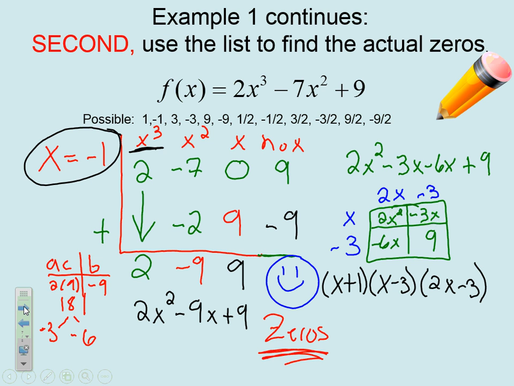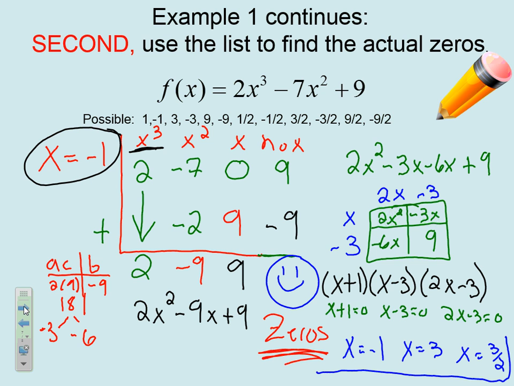Now my zeros, the answer I'm looking for, is when I set them equal to 0. So x plus 1 equals 0, x minus 3 equals 0, and 2x minus 3 equals 0. So my zeros, my answers, are going to be x equals negative 1, x equals 3, and x equals 3 halves. Those are my zeros. Those are my answers that I'm looking for.